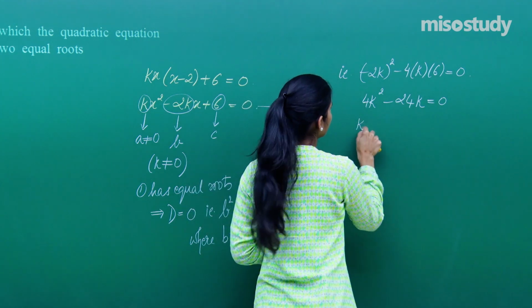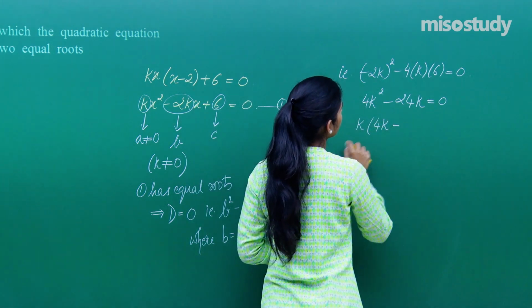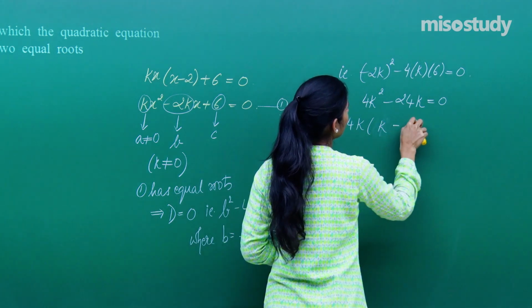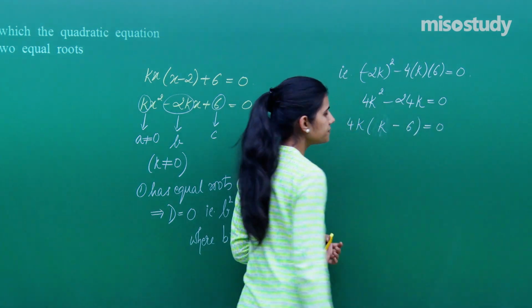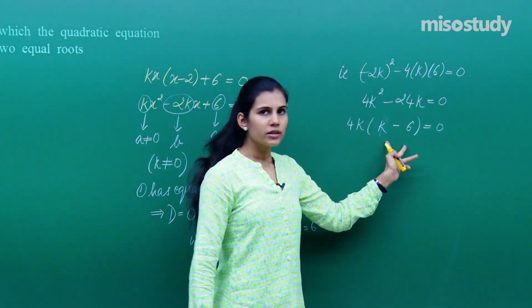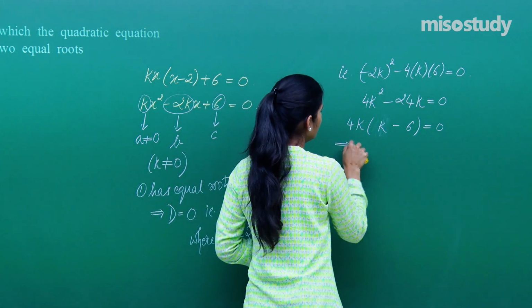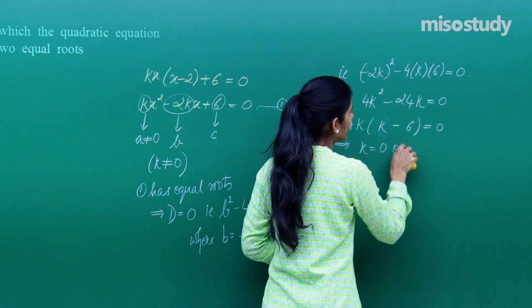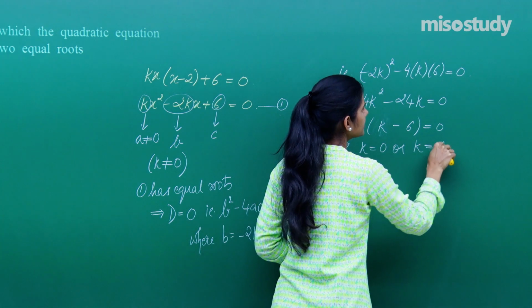This gives you, let 4k come out. So you're left with k minus 6 is 0. Product of two things is 0, means either this is 0 or this is 0. 4k is 0 means k is 0, or k minus 6 is 0, that means k is 6.